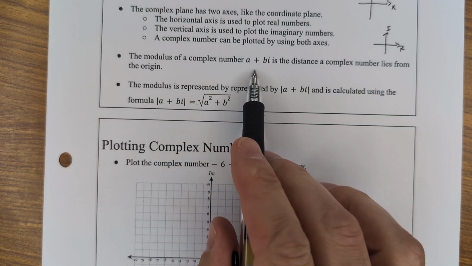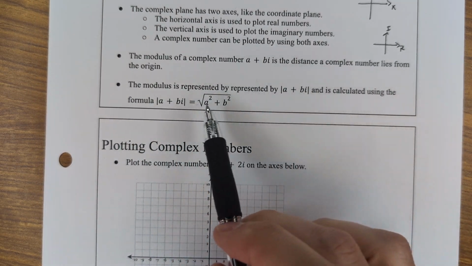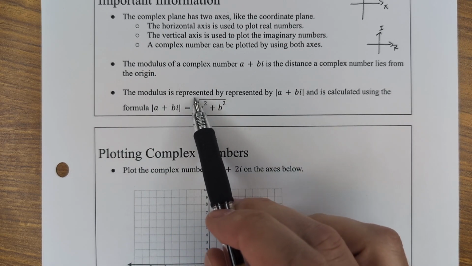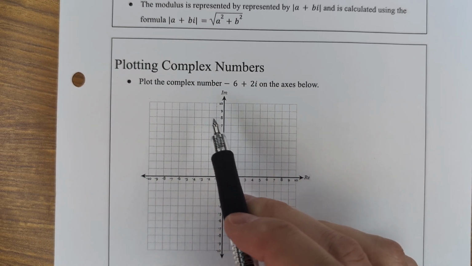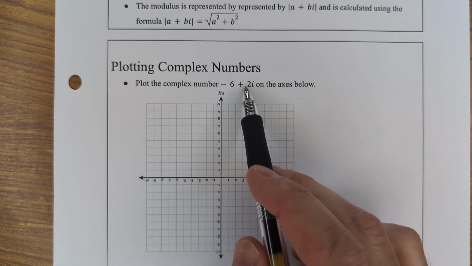The modulus is the distance a complex number lies from the origin, sometimes represented by these absolute value bars, but this is the equation. And we'll talk about why that is when we get there. So first one here, plot the complex number -6 plus 2i.